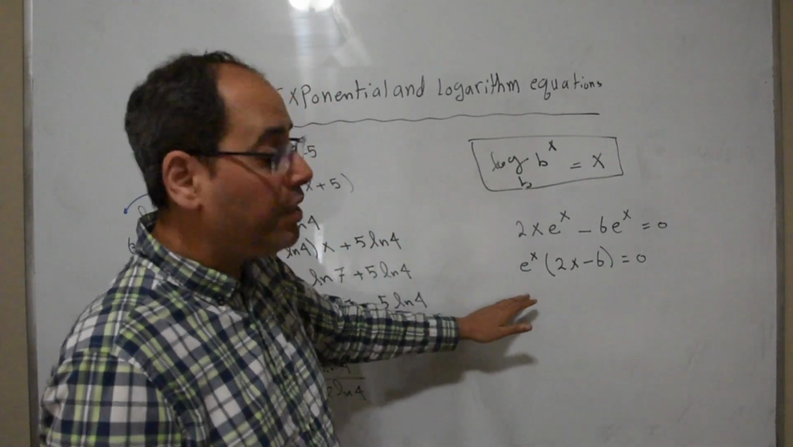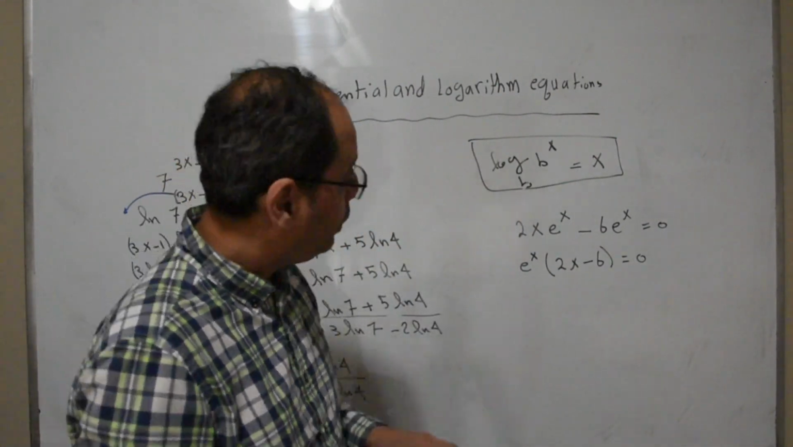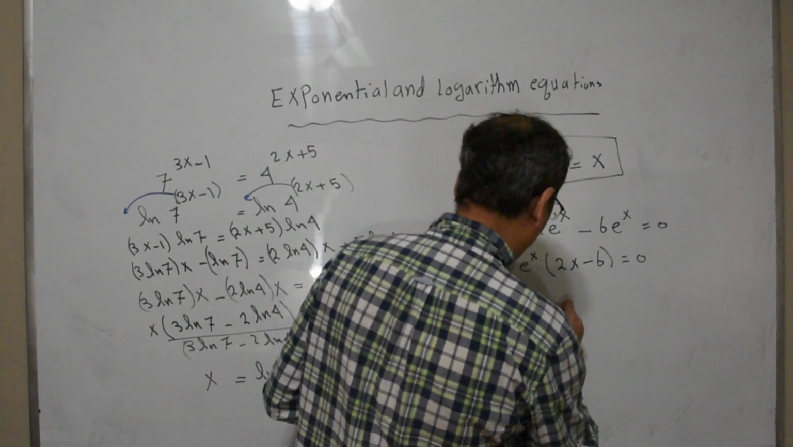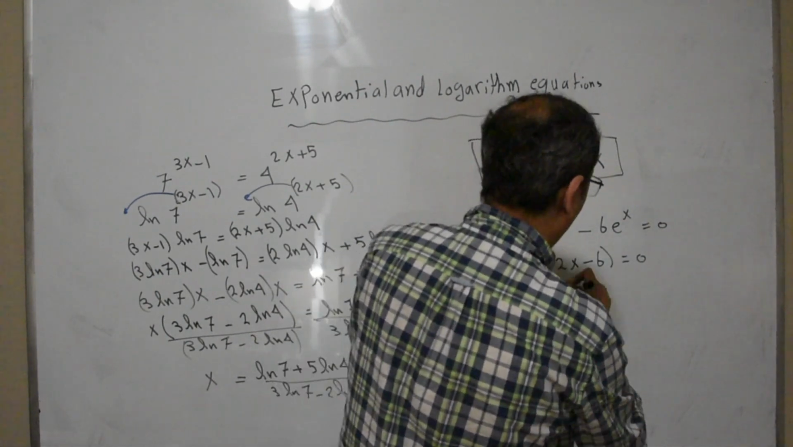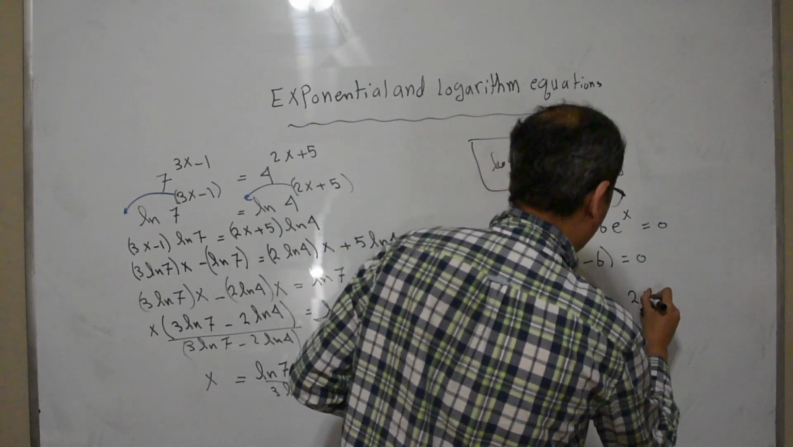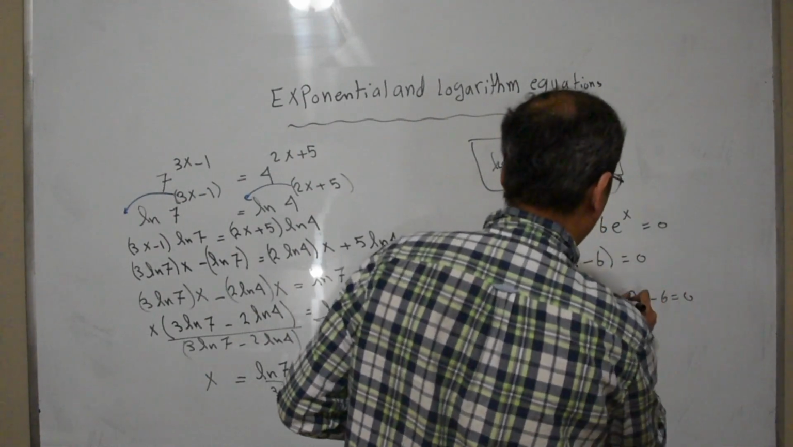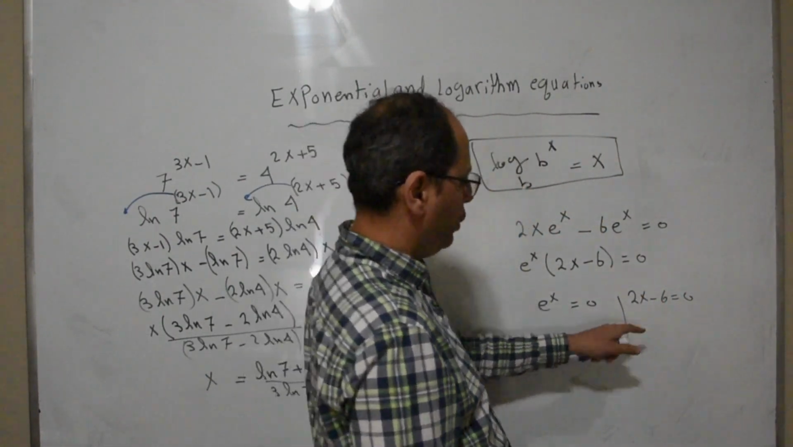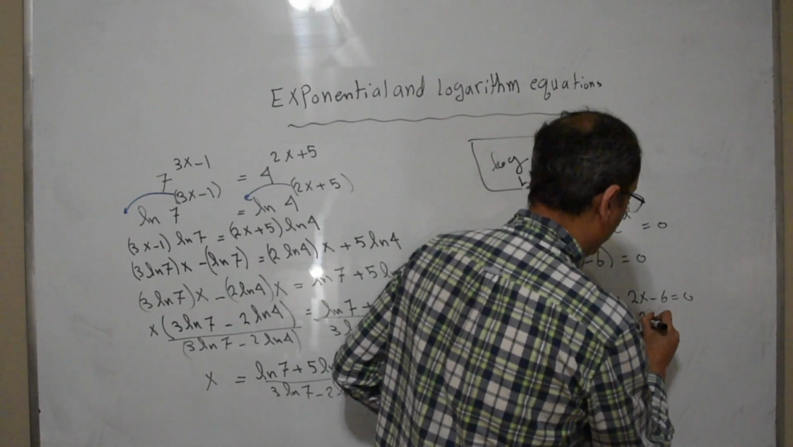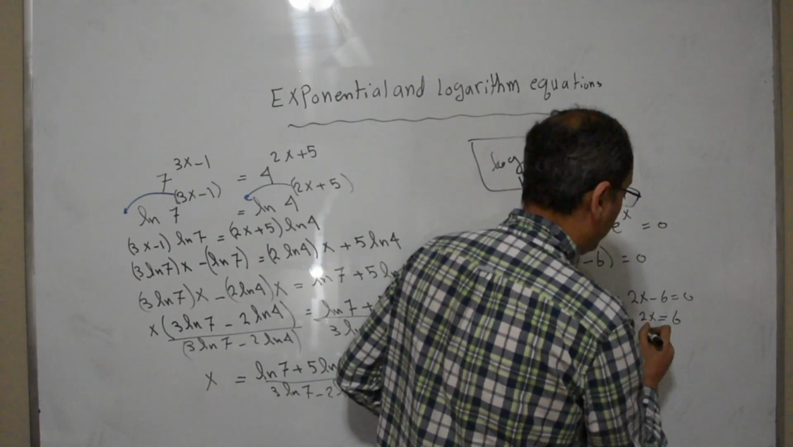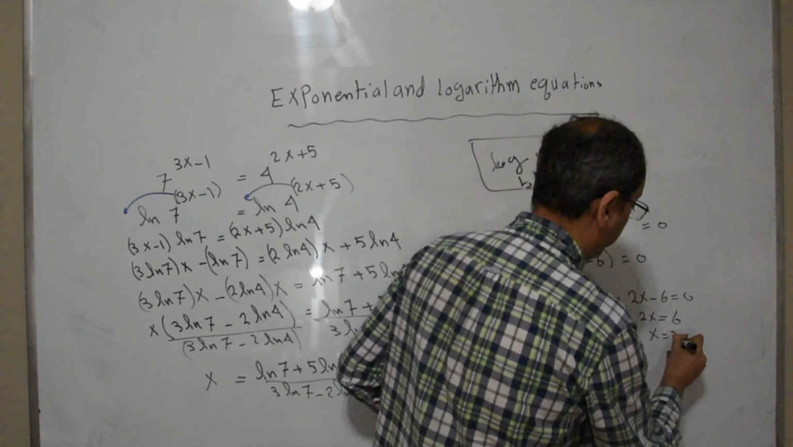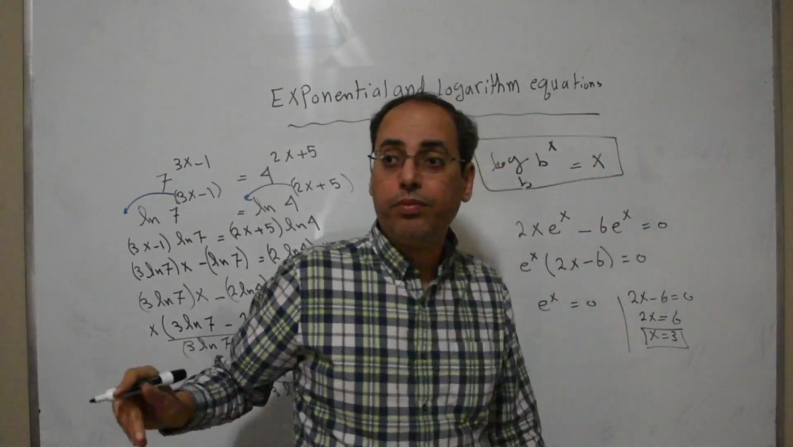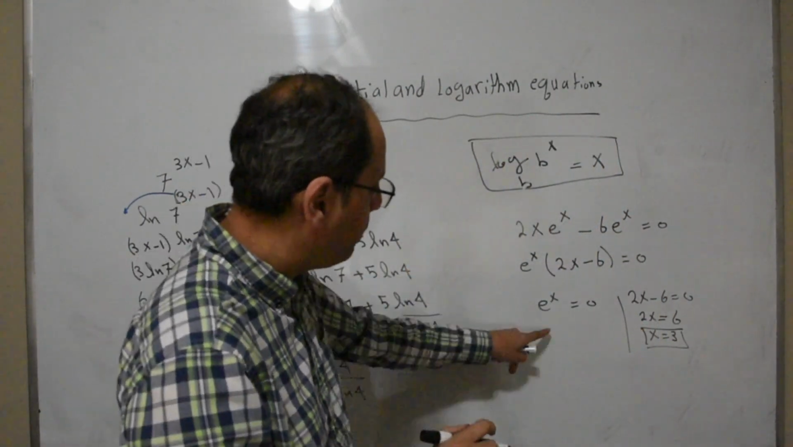If you think about this, this is the zero product rule. If you remember that, so either e to the x is 0 or 2x minus 6 is 0. I'll start with solving this first. So 2x minus 6 is 0, that means that 2x equals 6, divided by 2, x is 3.